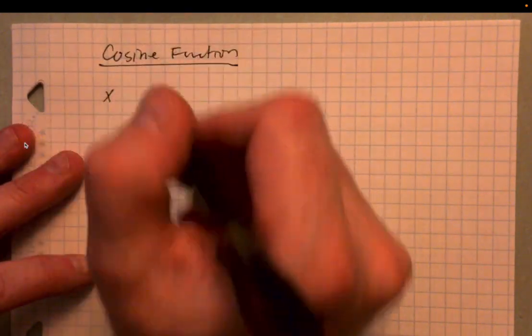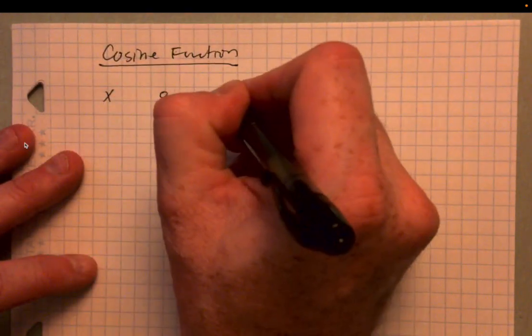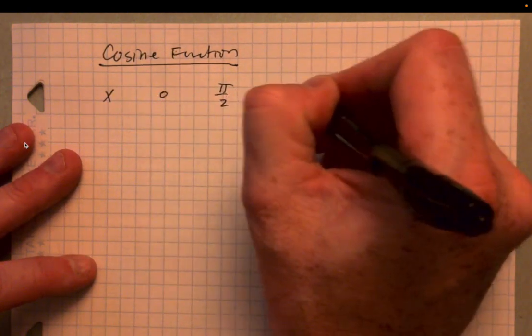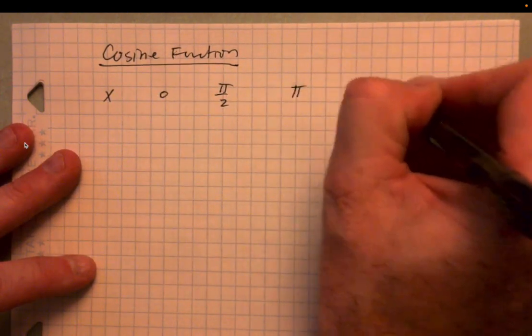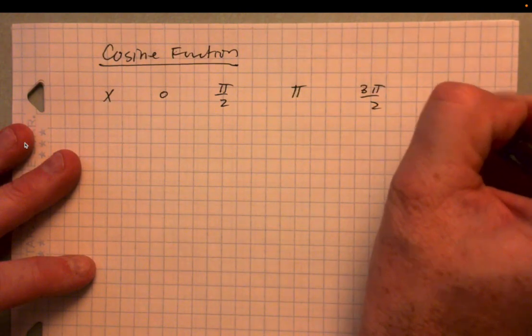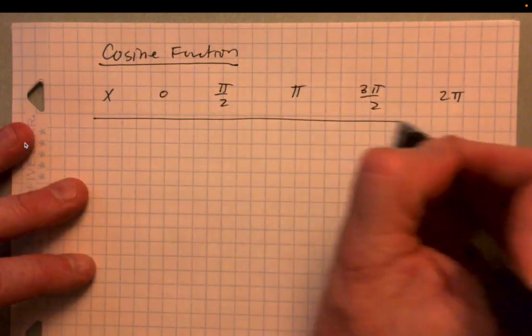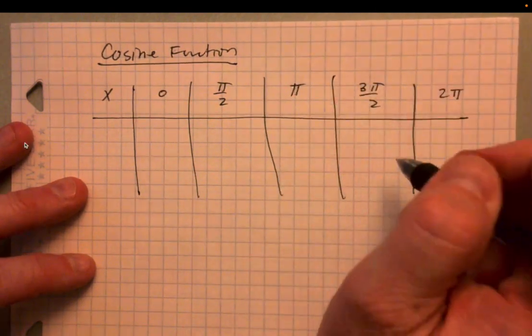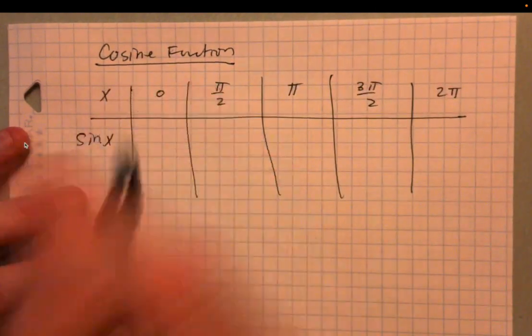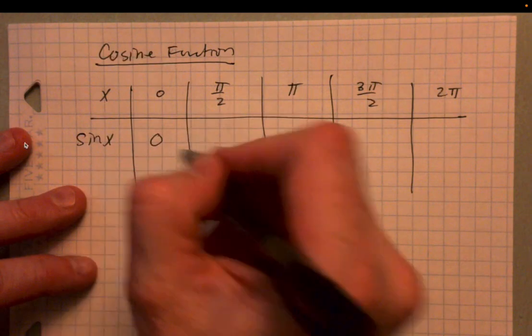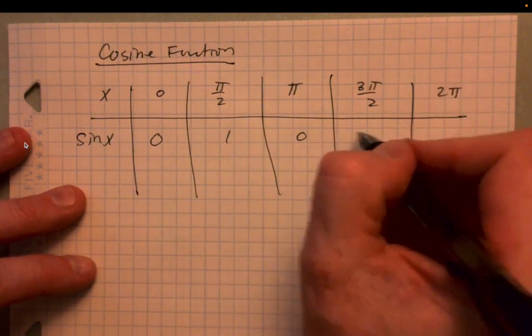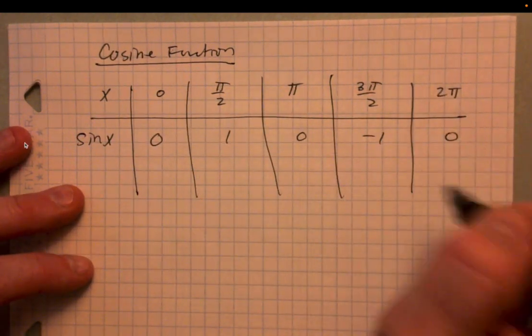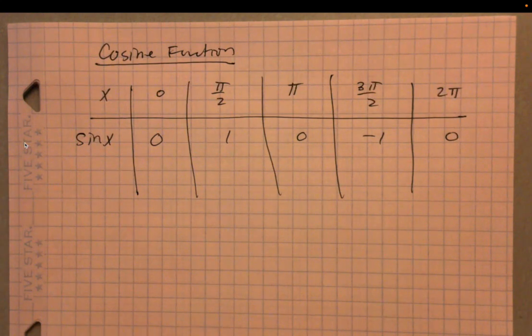So for the cosine, we're going to start again with our x values. So we've got 0, pi over 2, pi, 3 pi over 2, and 2 pi. Okay. And let's put the sine function on here just for comparison. So sine, remember, it starts at 0, then it goes up to 1, and then it comes back to 0, then it goes to -1, and then it goes back to 0. Okay, so that's a whole period of the sine function.